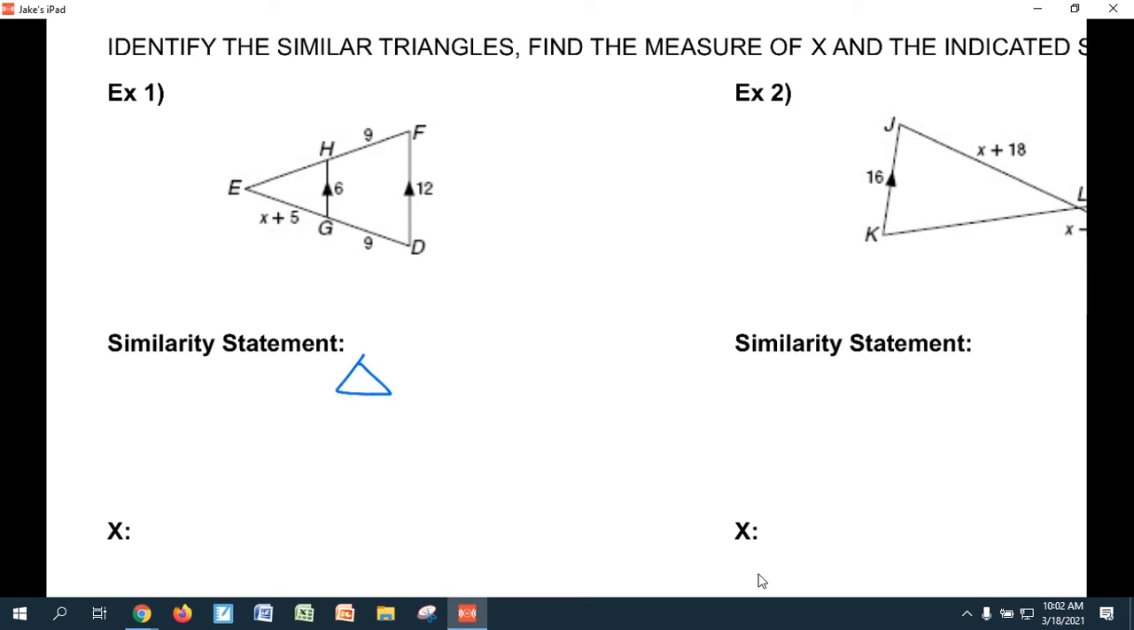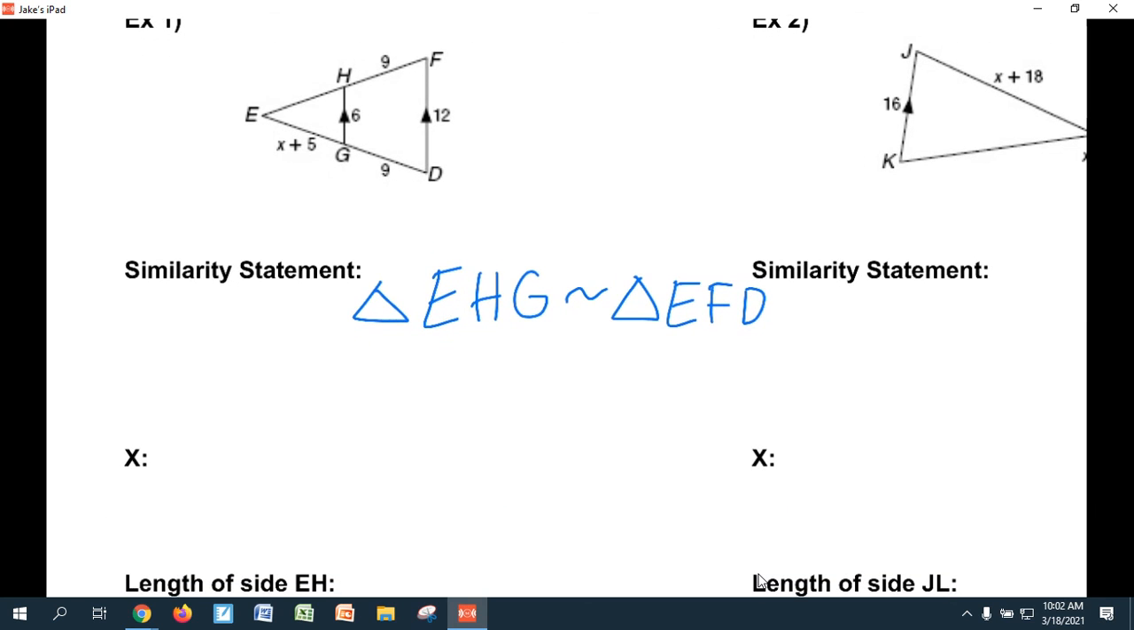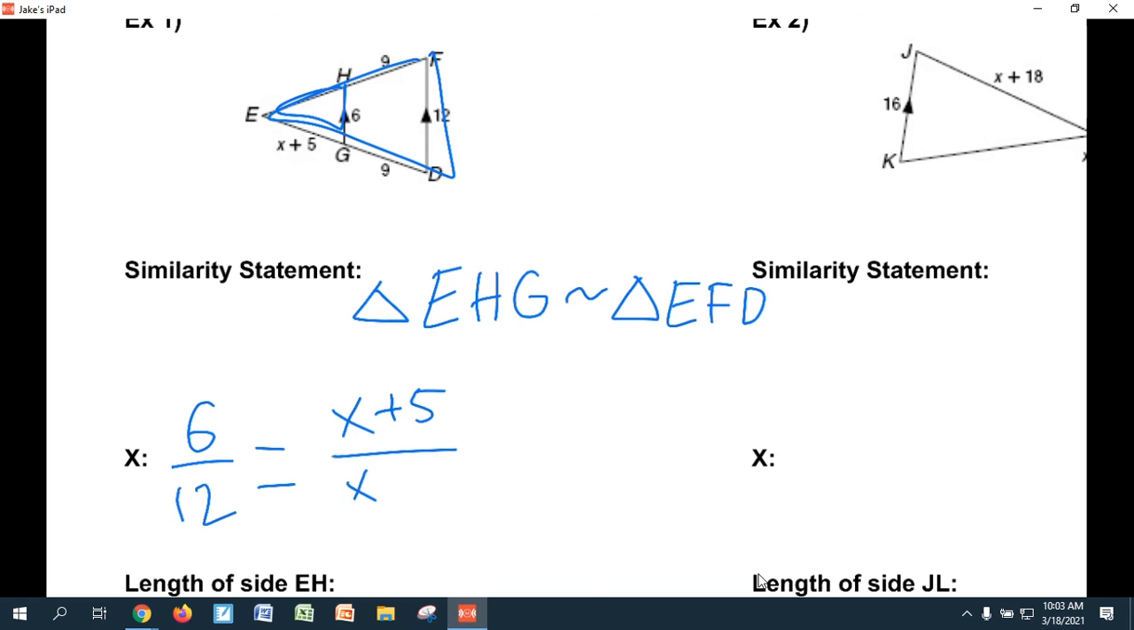The two triangles we have: triangle EHJ is similar to triangle EFD. I'm just going to show you how you would solve this. Since we know these two triangles are similar, I'm going to set up a proportion. I'm going to go 6 divided by 12, this smaller triangle over this bigger triangle. 6 divided by 12 is going to be equal to x plus 5 over x plus 14. I just added those 5 and 9 to get that 14. And then you just solve for x.